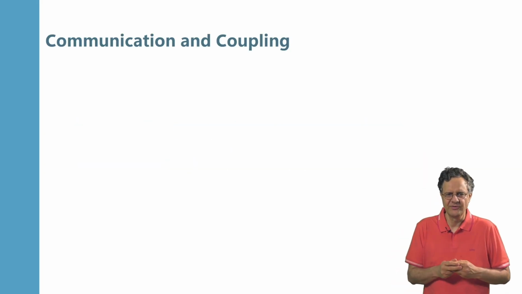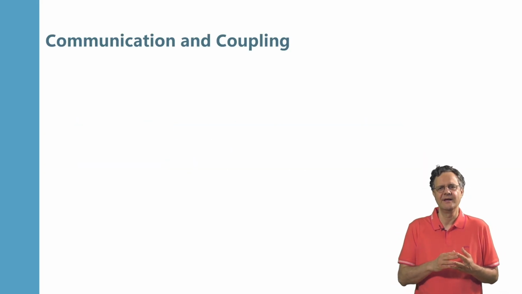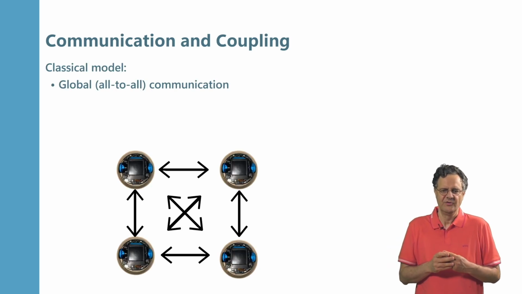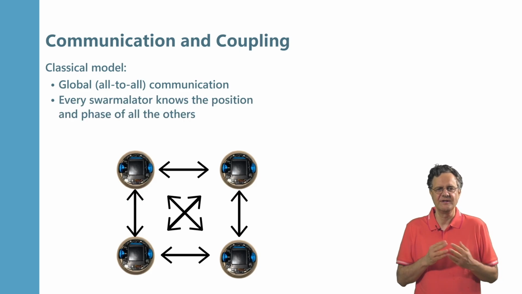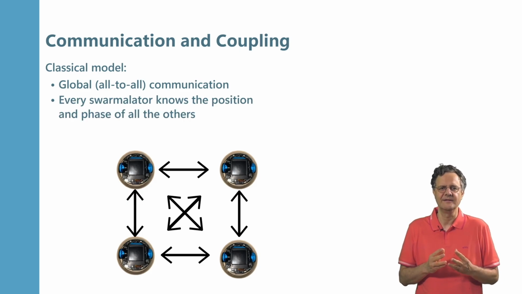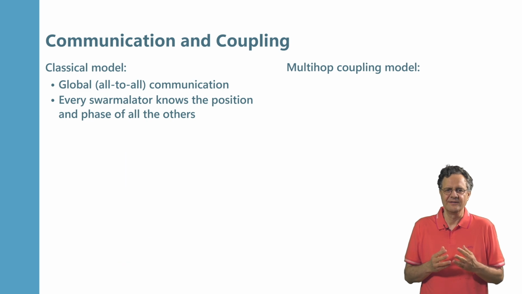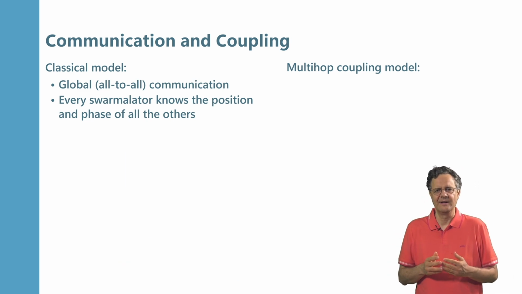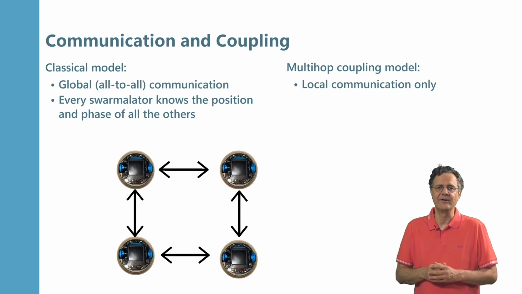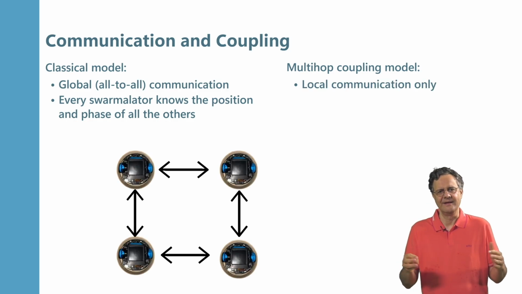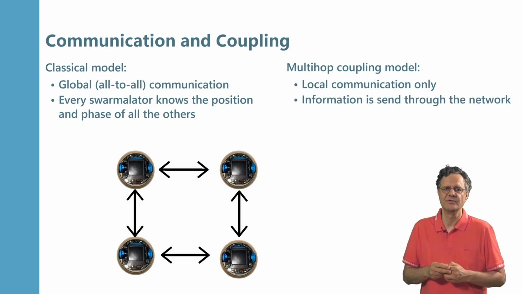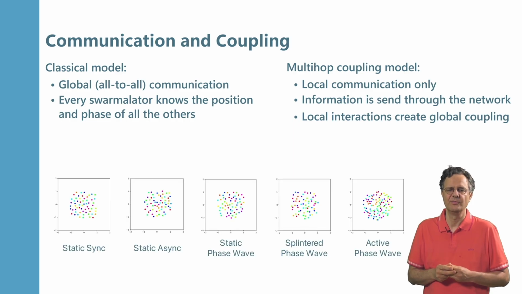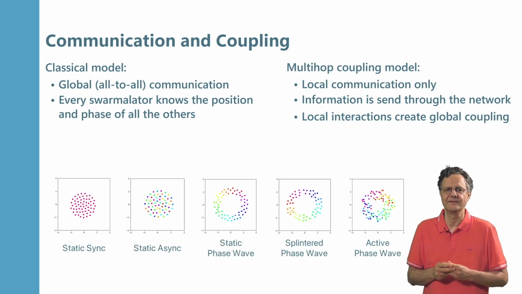In the Swarmalator system, each Swarmalator communicates to all other Swarmalators because they have to exchange their states. So each Swarmalator has to know the position and phase of all other Swarmalators. Otherwise, it doesn't work. We invented a model where we are closer to reality, where each Swarmalator just communicates with its direct neighbors. But then all the neighbors forward the state information to their respective neighbors. And in this way, again, we achieve global coupling and the system emerges to one of the 5 basic patterns.